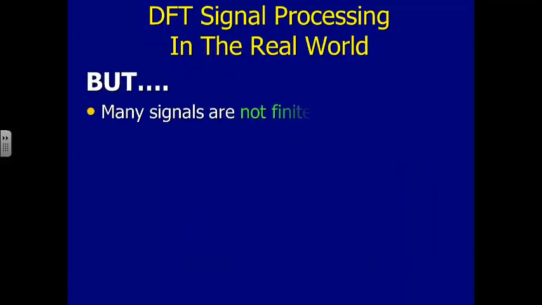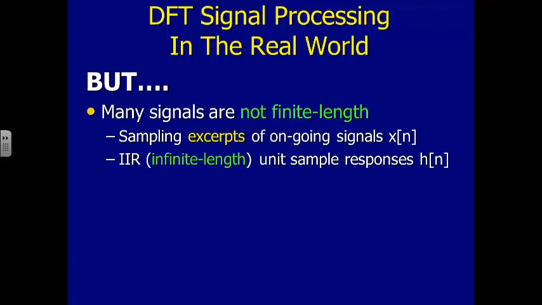But most of the signals we care about are not finite length sequences. You know, you've got data coming in from a sensor that's coming in constantly. It's really not finite length, it's just constantly coming in. You're just having to process it one chunk of data at a time. But in reality, you're just looking at one time excerpt of a constantly changing signal.